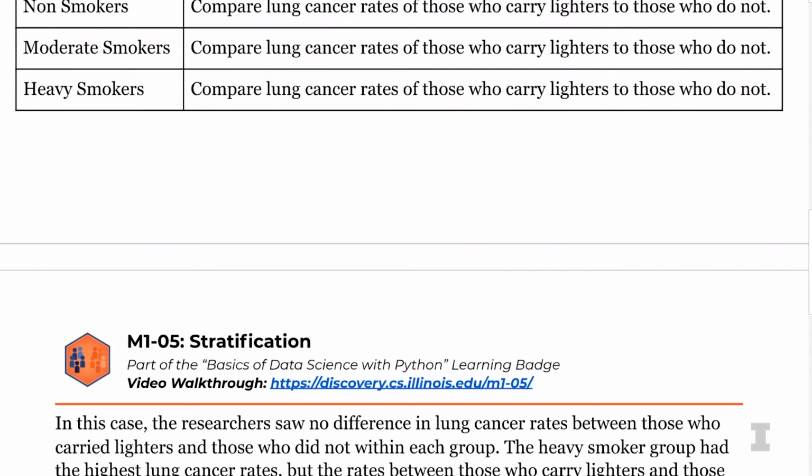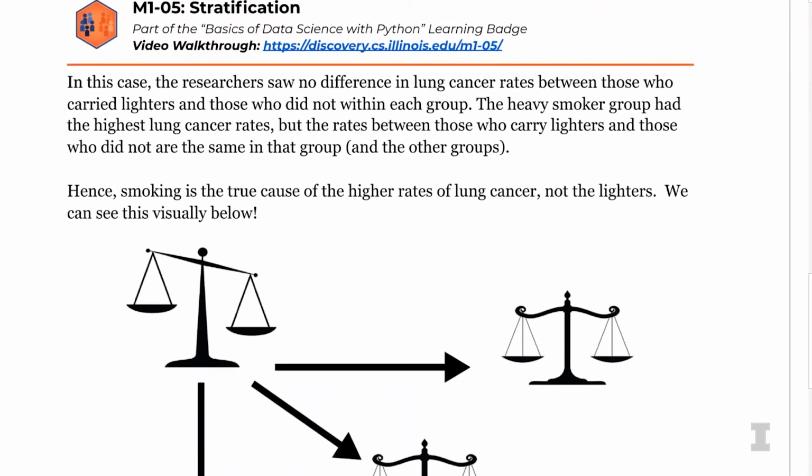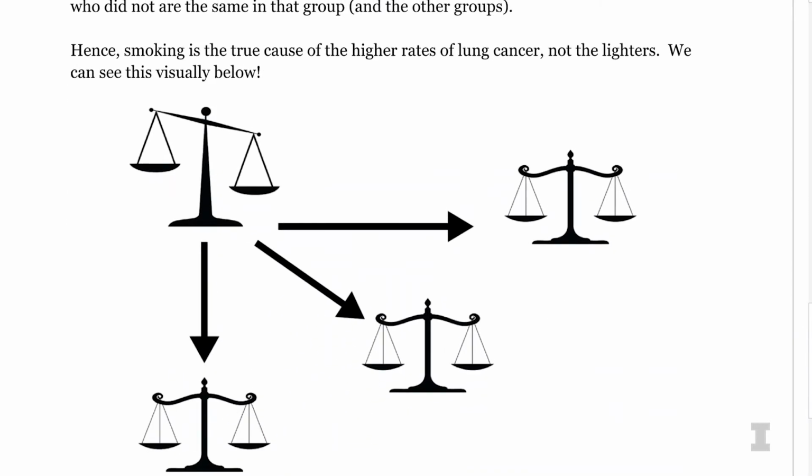So let's look at this diagram. It says, in this case, researchers saw no difference in lung cancer rates between those who carried lighters and those who didn't within each group. So I think the diagram explains this really well. We have the start of the study, right? We have everyone in the study right here.